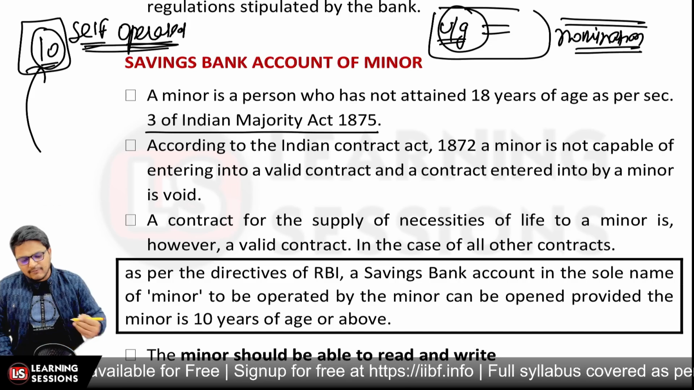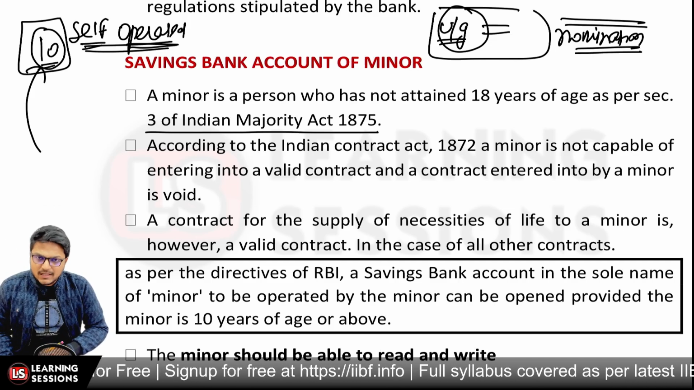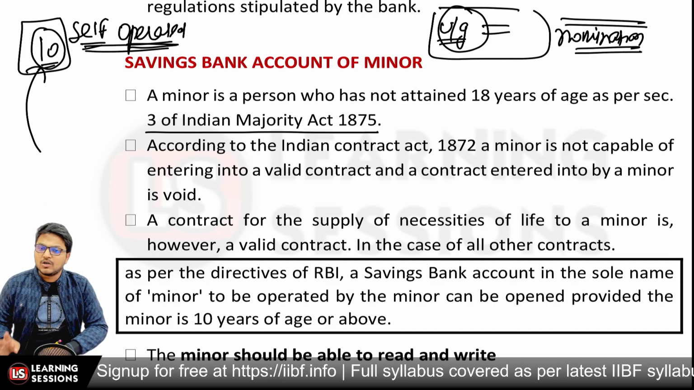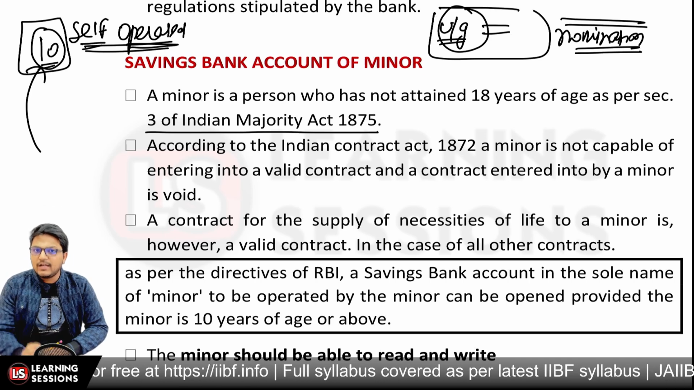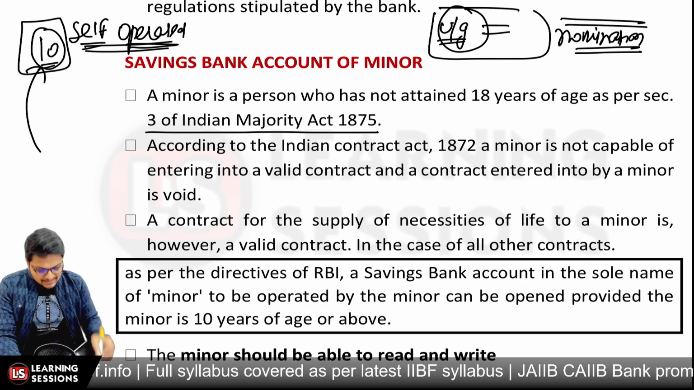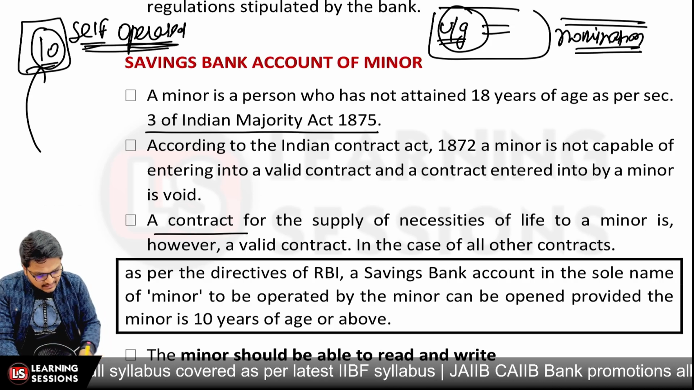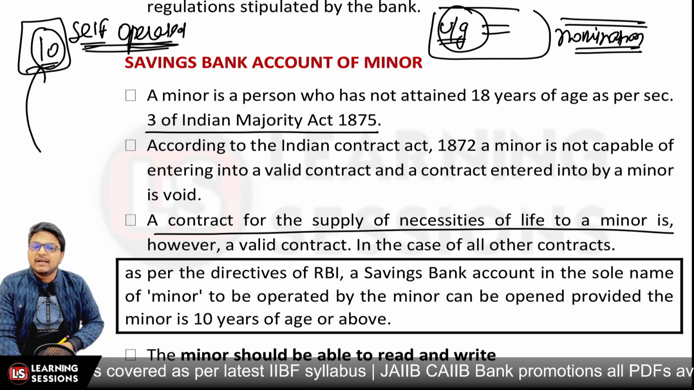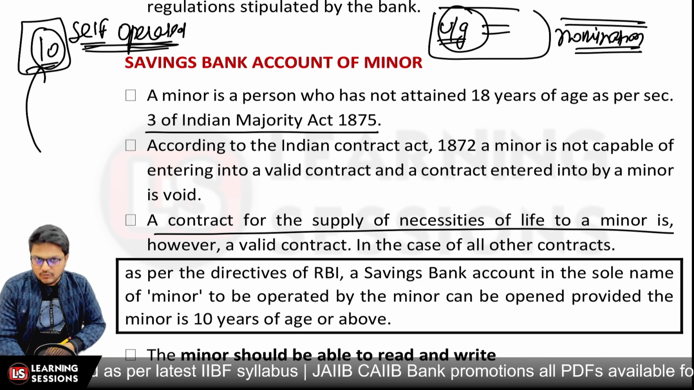And further, whensoever a contract is made with a minor, that is void ab initio, because the minor cannot enter into a contract. But in case the contract is related to supply of necessities of life to a minor, that's actually a valid contract, right?